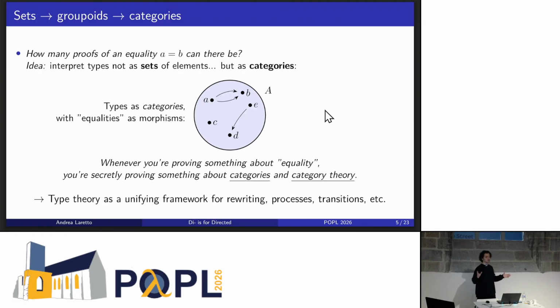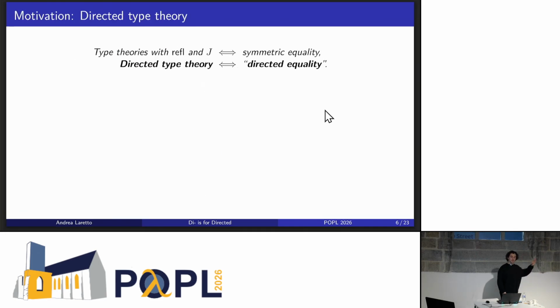And now, if your types are categories, you can use your type theory, your proof assistant, as a unifying framework to talk about anything that is asymmetric and directed, such as rewriting, processes, transitions. Anything that you can use category theory with, you can do in your type theory, ideally. And so the type theories that you know and love are all about symmetric equality. Directed type theory should be the syntax that supports this kind of interpretation with directed equality.